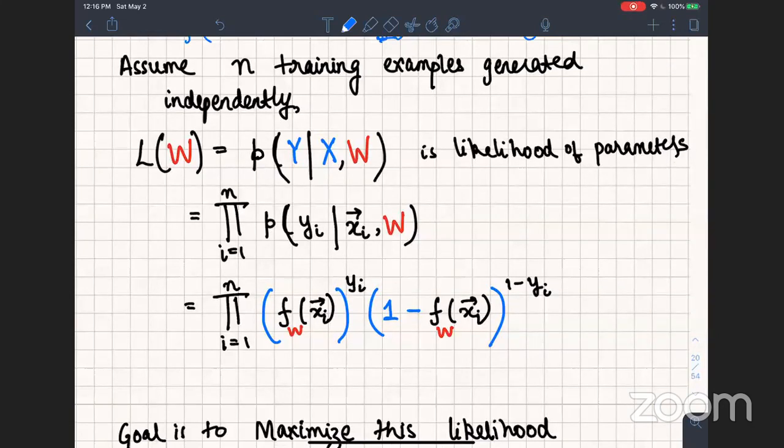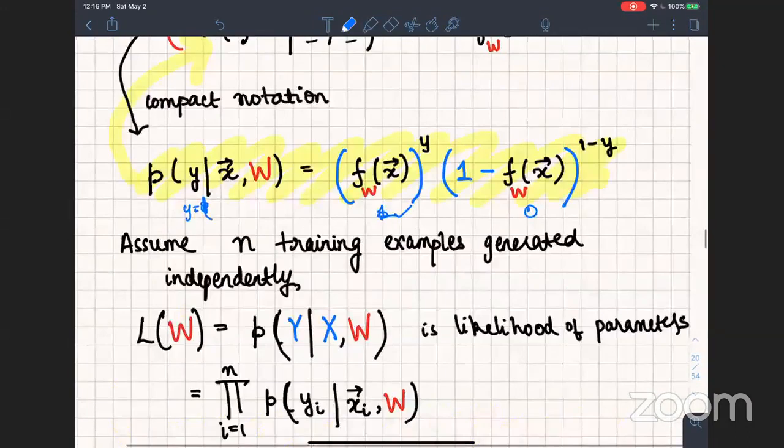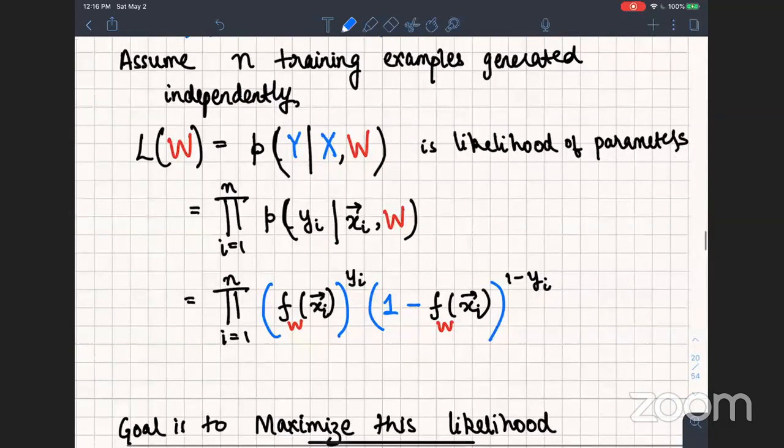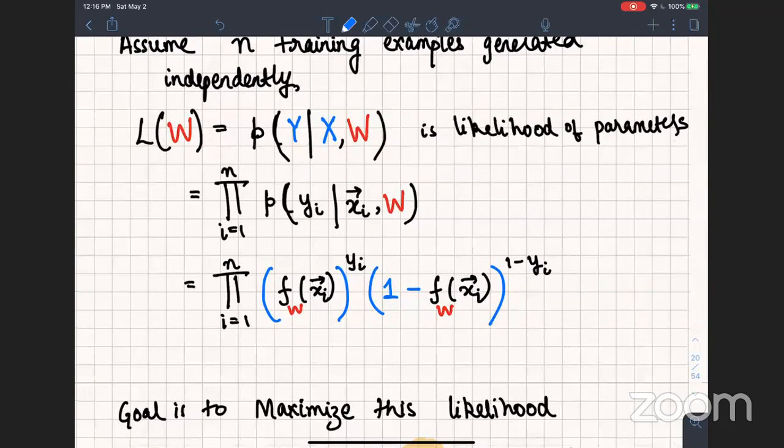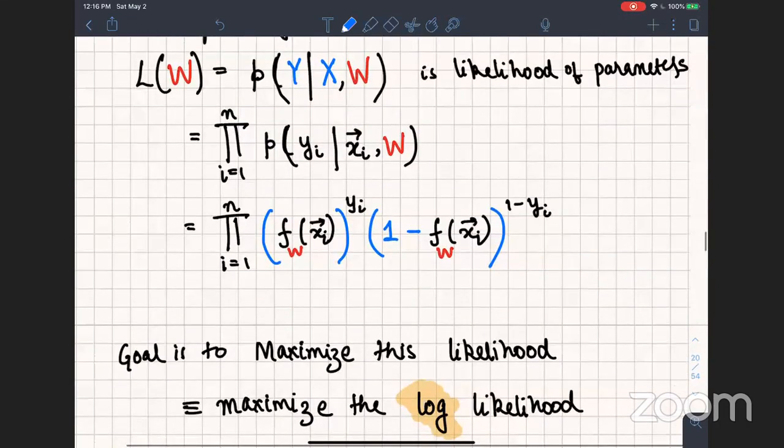Now, the entire goal is to maximize this likelihood. So this is the optimization problem where you want to maximize the likelihood of predicting whether a patient has a heart attack or not. To maximize this, since it is all in the form of products, it's difficult and not advisable to use in this form. So we transform it into something called the log likelihood. Why? Because log is an increasing function, so maximizing L(W) is the same as maximizing the log likelihood.